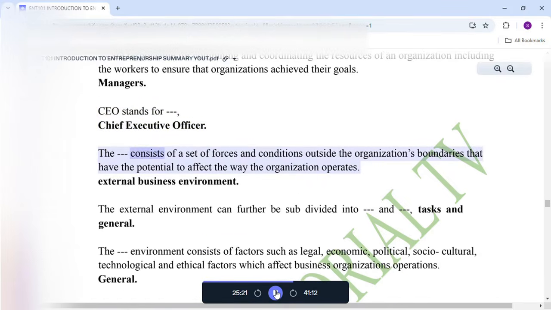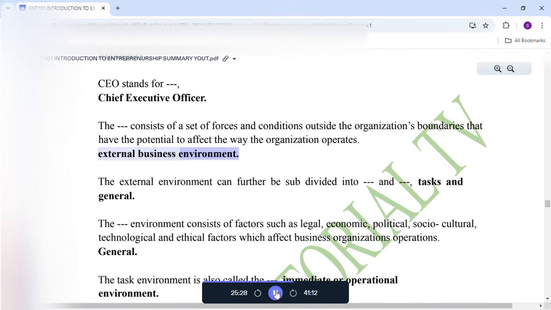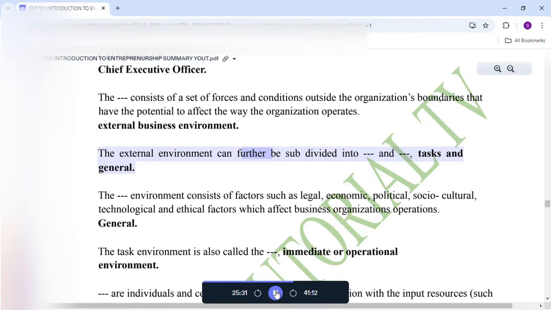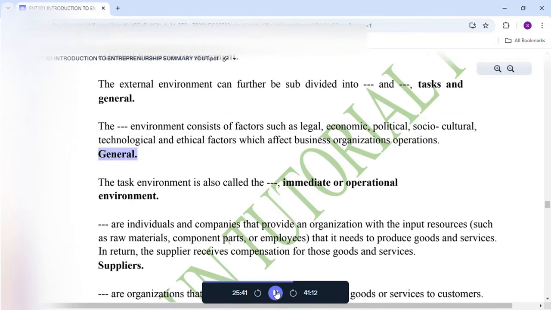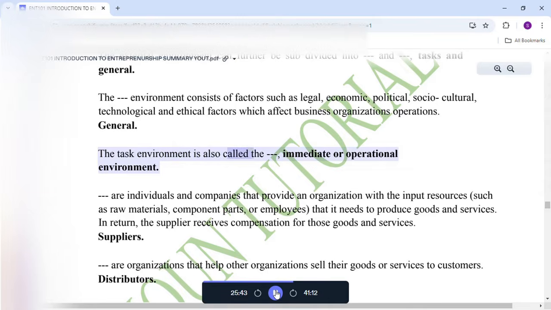The external business environment consists of a set of forces and conditions outside the organization's boundaries that have the potential to affect the way the organization operates. The external environment can further be subdivided into tasks and general. The general environment consists of factors such as legal, economic, political, socio-cultural, technological, and ethical factors which affect business organizations' operations. The task environment is also called the immediate or operational environment.